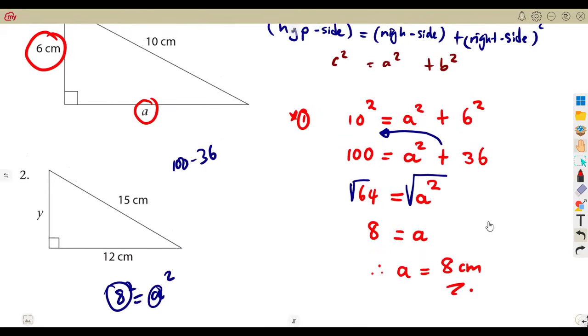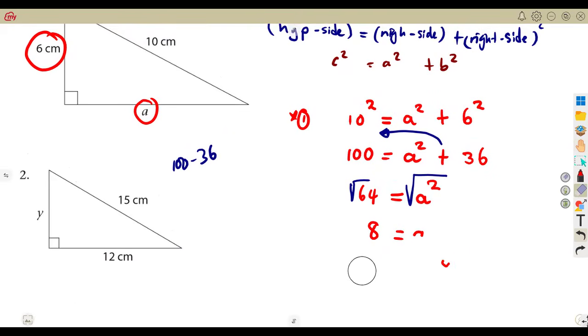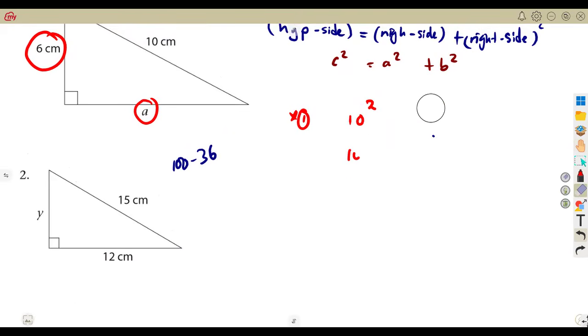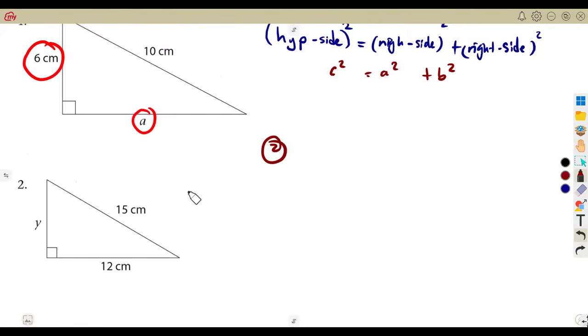So you can solve for any side that you want. It's not only about calculating the hypotenuse. It can be the other two sides, the shorter sides. On number two, you've got the same condition.